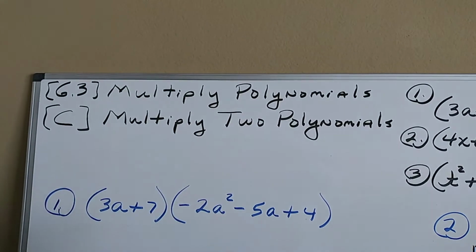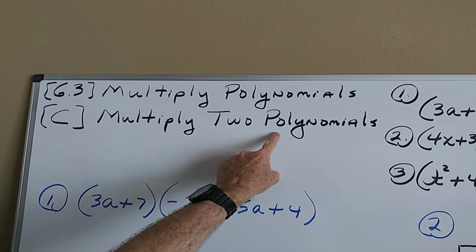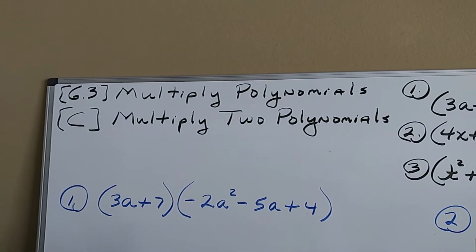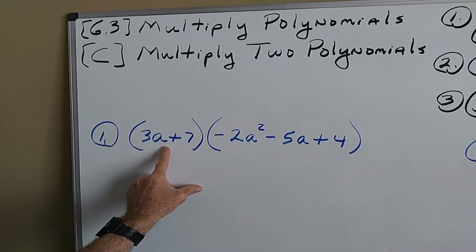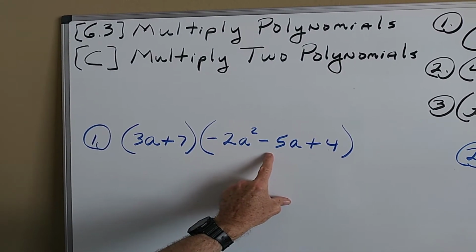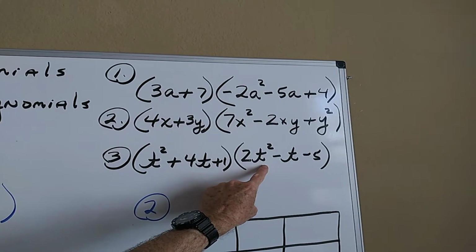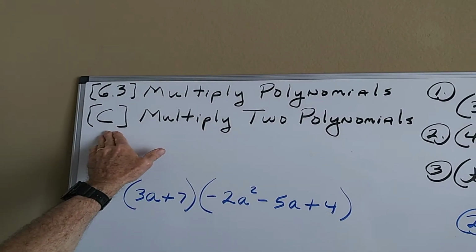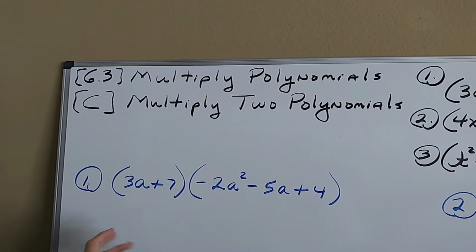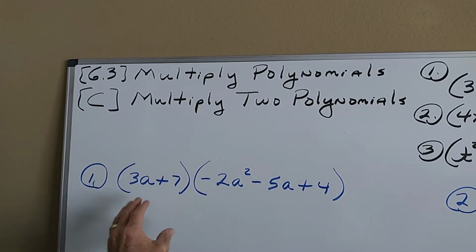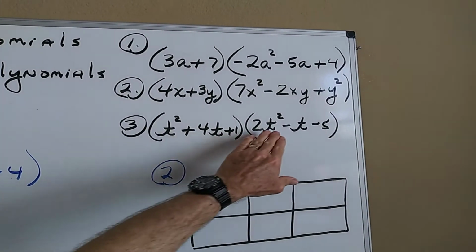Now, what we mean by multiplying polynomials for section C, when we're multiplying two polynomials together, these are the types of problems that we're going to be looking at in this section. We're going to be multiplying a bi times a tri, or a trinomial times another trinomial. So when it says for section C, multiplying two polynomials, that means that neither one of the factors is going to be a monomial. One is going to be a binomial along with a trinomial, or two trinomials.